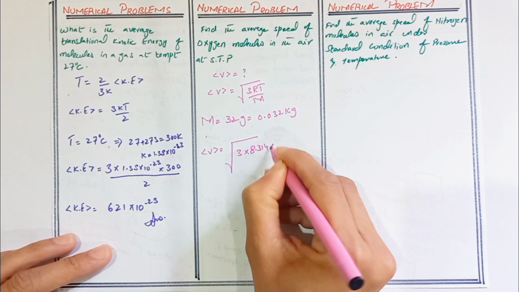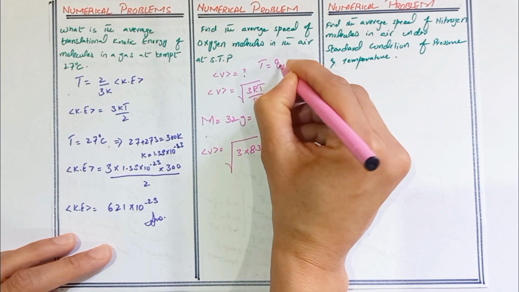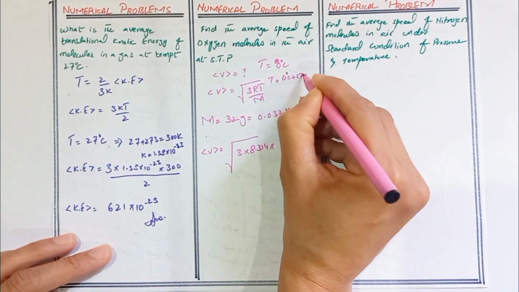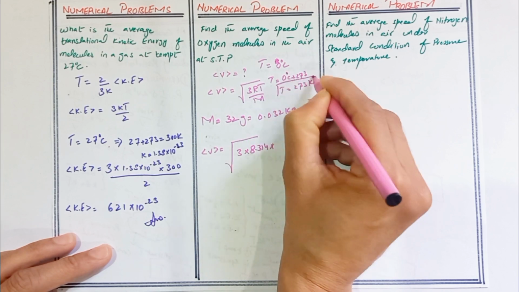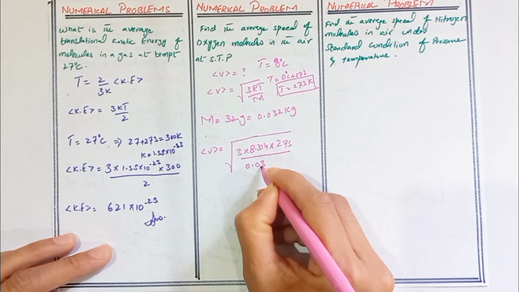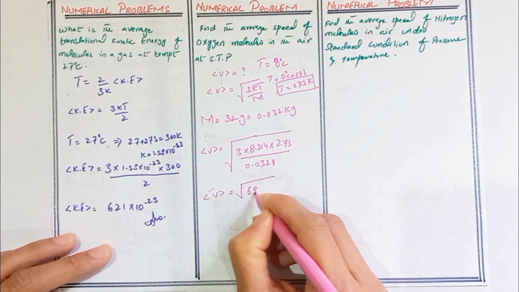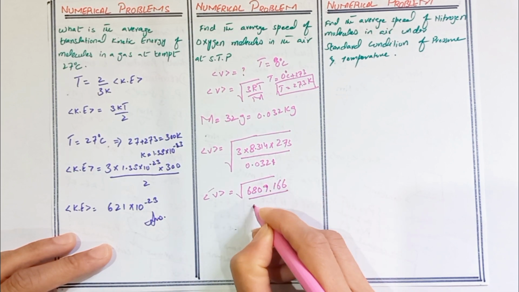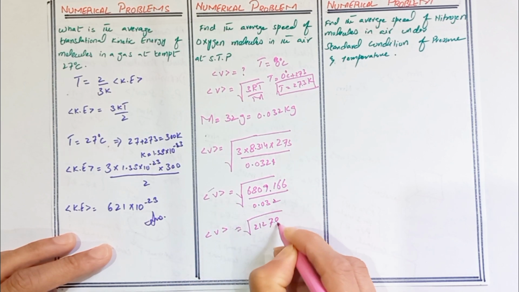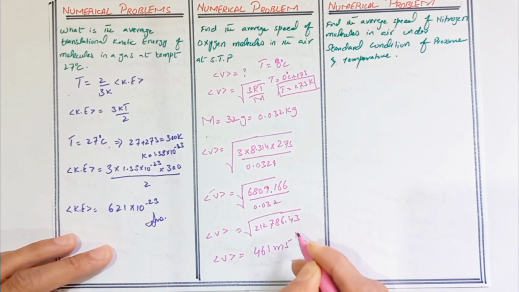The constant R value is 8.314. Temperature is standard temperature. If the temperature is 0 degrees centigrade, and we convert it into Kelvin, 0 degree centigrade plus 273 is equal to 273 Kelvin. Put it here, 273. Our mass is given as 0.032. If we multiply, this is 6809.166 over 0.032. If we divide it, we get 212,786.43. And if we take the square root, we get the answer 461 meter per second.